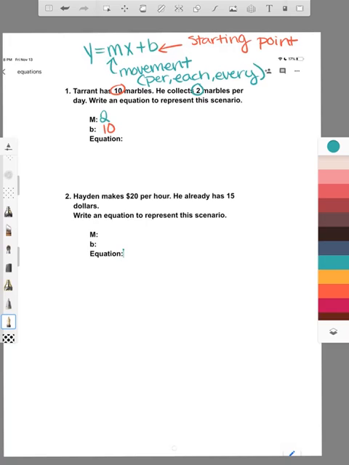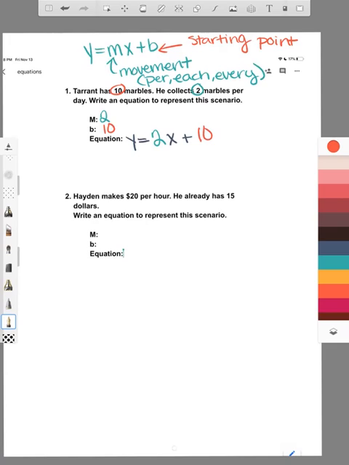So now we're going to go and fill in our information. Y is equal to, and we said m was 2. And then we said that our b value was 10. All right, so our m value is our movement, and our b value is our starting point. Now moving on to our next question.